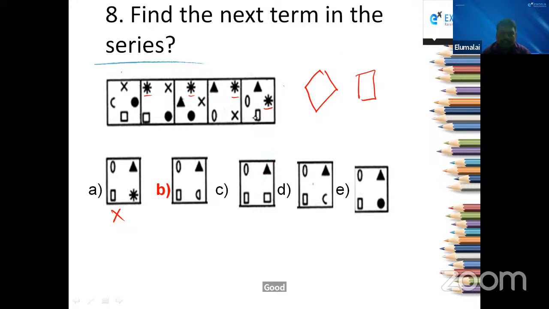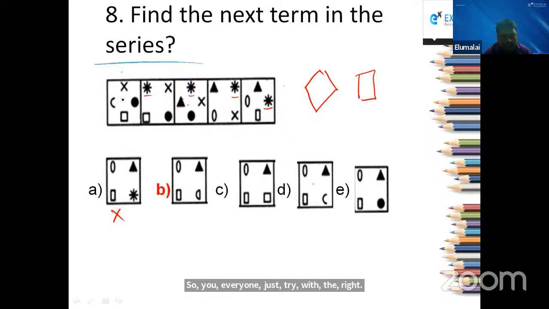Okay. Then if you try for another one, in these three, what is common? Triangle, triangle, triangle, right. So the next triangle can come, so only triangle will be there. Everywhere the triangle is there, right.